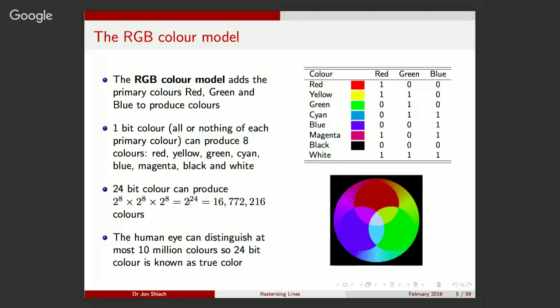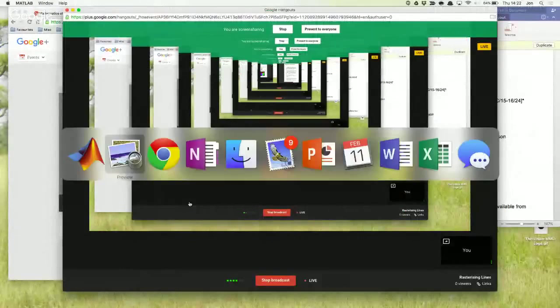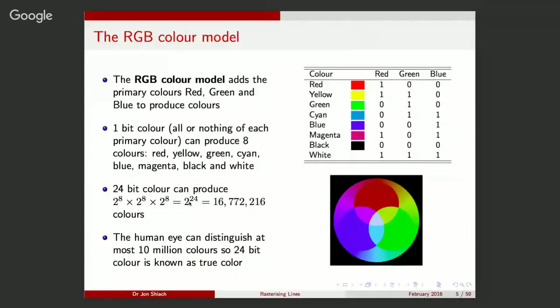So the RGB colour model, for each colour, you have 256 levels. It's a shame that MATLAB doesn't seem to be working. No, I can't show it. But in MATLAB, you do 0 to 255, how much of each colour you want, then you divide that by 255 levels. So that's the RGB colour model.